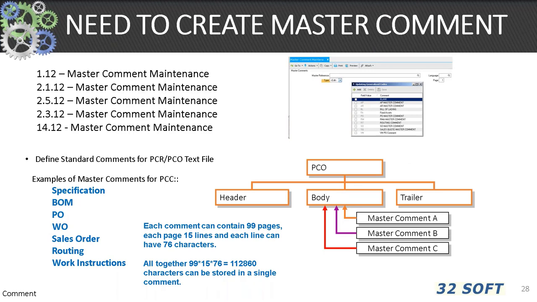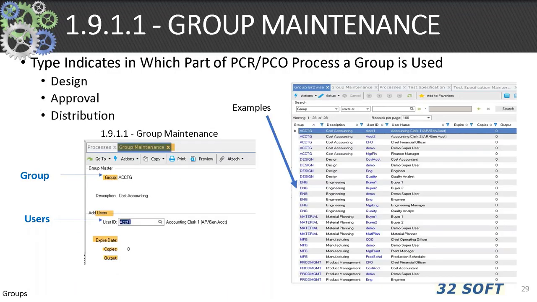When dealing with product change control, it's best to have standard master comments for use with PCOs and PCRs. Remember, each comment contains 99 pages, 15 lines, and 76 characters. That's 112,800 characters, or 48 pages of single space comment, lots of room to make your point.